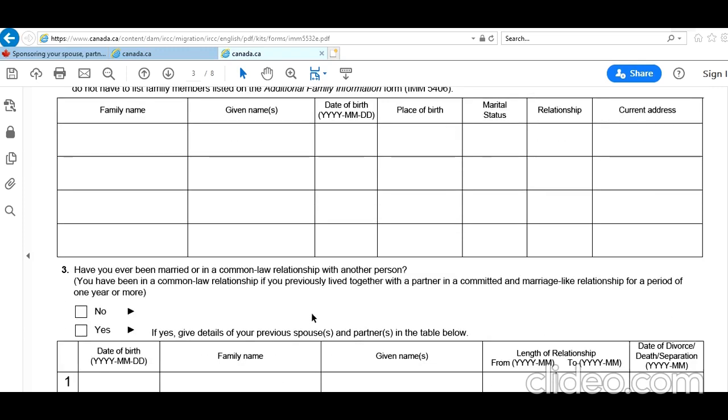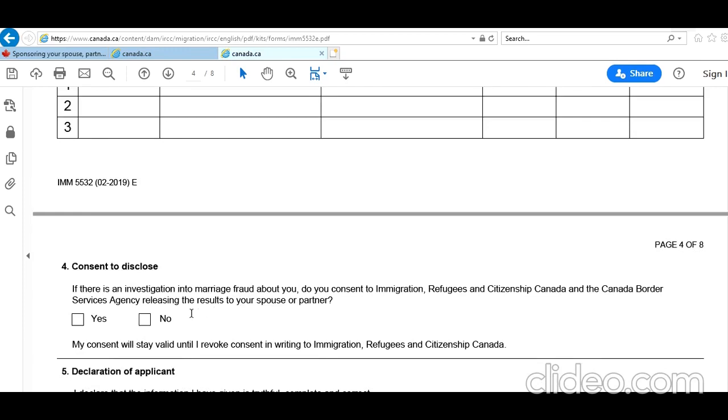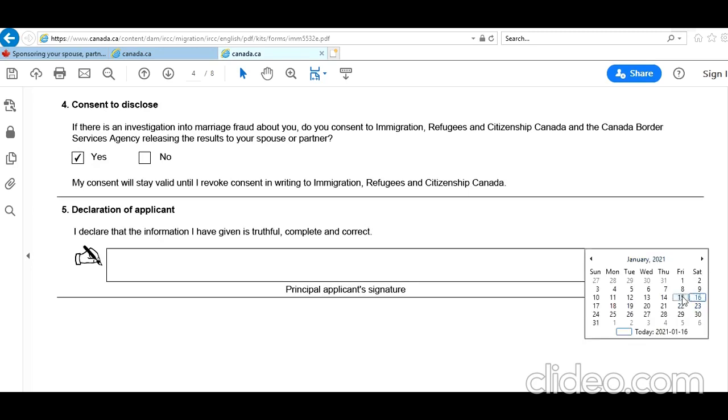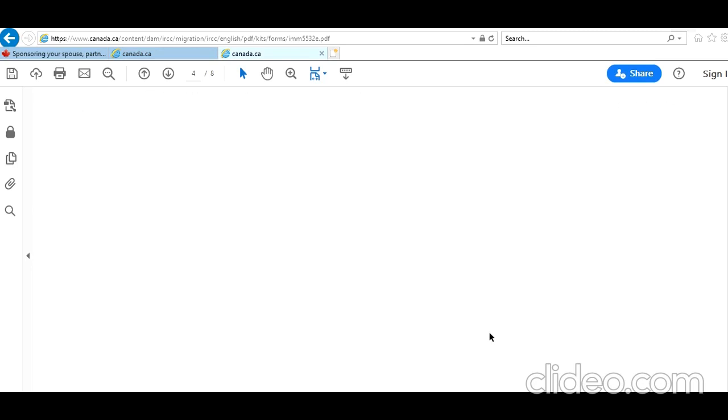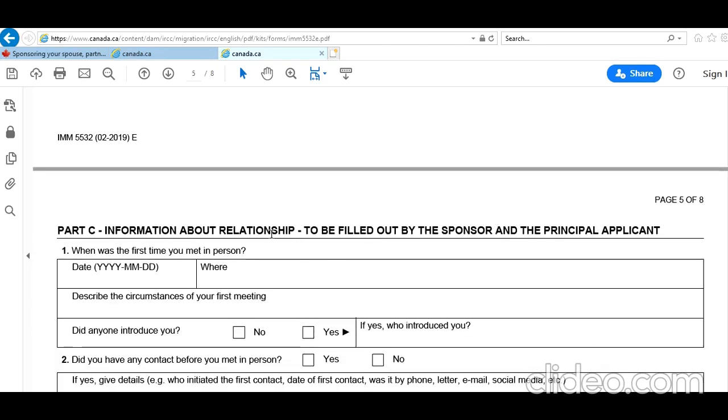Have you ever been married or in a common law relationship with another person? Let's say no. Consent to disclose, she also says yes, and she also puts this, whatever is applicable, and signs. So now let's proceed. Information about the relationship.